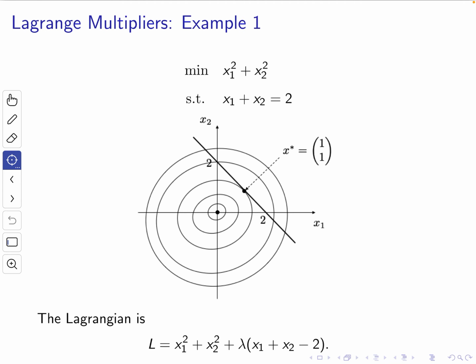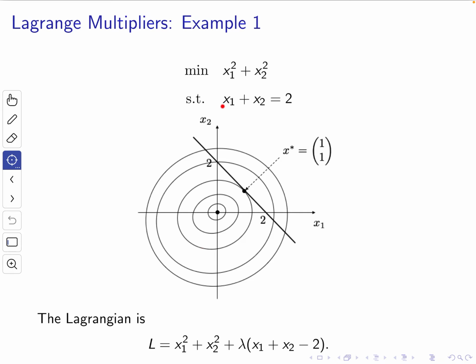So for example, let's solve this problem. Minimize x1 squared plus x2 squared subject to the constraint that x1 plus x2 is equal to 2. Let's just figure out what the solution is before we use our new technique. x1 squared plus x2 squared is just a bunch of circles that are getting bigger and bigger. In other words, level curves are a bunch of circles. If it's equal to 1, it's going to be the unit circle. If it's equal to 4, it'll have radius 2, etc.